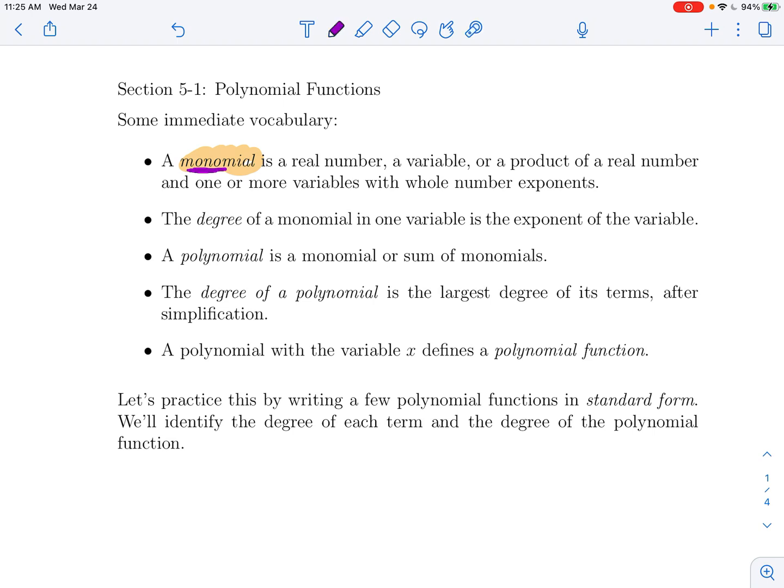So examples of monomials could be the number 3, the variable x, something like 4x squared, something like negative 1/2 x to the 7th. This number can be somewhat unusual, but as long as the power of x is a whole number, that's an example of a monomial. And the degree of a monomial is just the power of the variable. So degree 7, degree 2, degree 1, because that's x to the first. And if there's no variable at all, we'd call that degree 0.